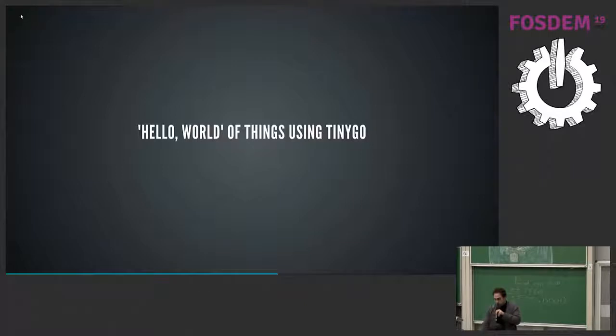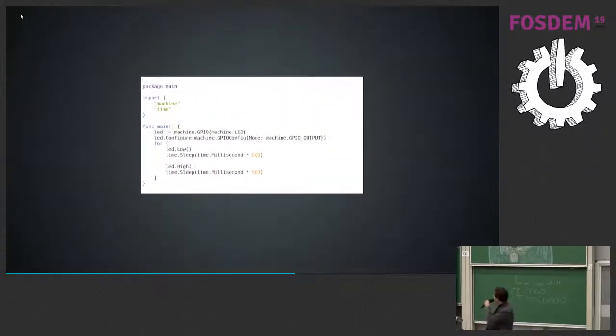The Hello World of things using TinyGo is a very simple little Go program, package main. We import machine, which is our package from TinyGo, how we integrate with the actual hardware devices. The time package, you've seen that before. And then in our main, our first thing we're going to do is say led equals machine.LED. So we're saying this particular machine's LED. We're going to configure it to be a GPIO output. That means we're going to send something out versus receive a signal in.